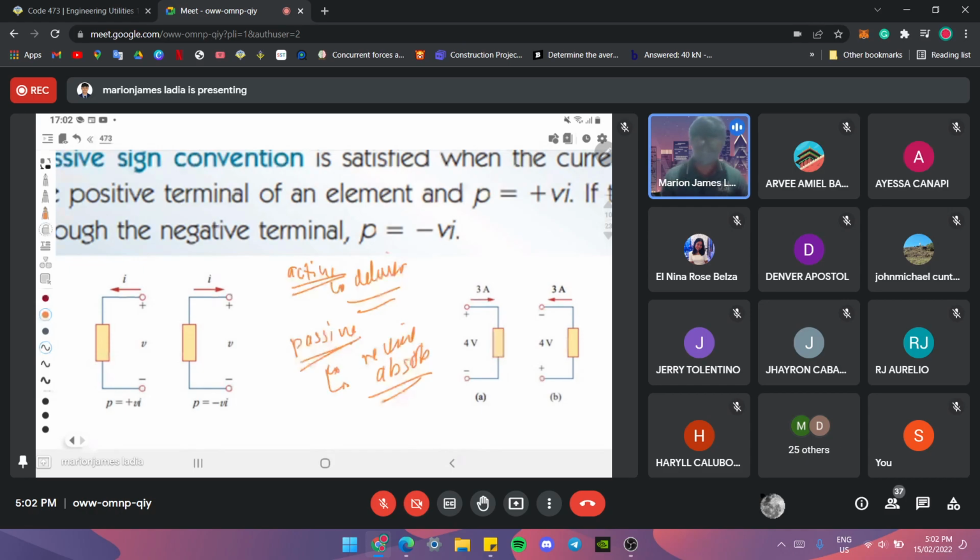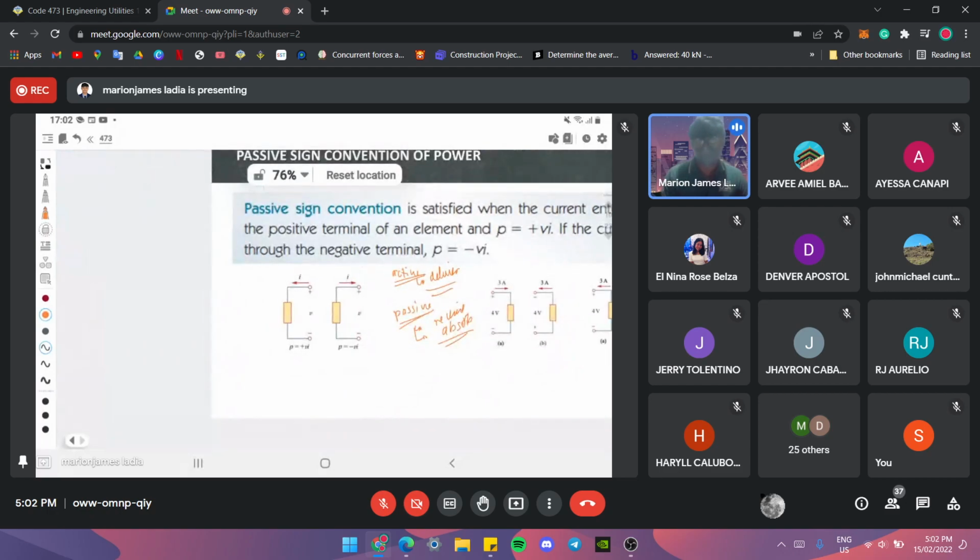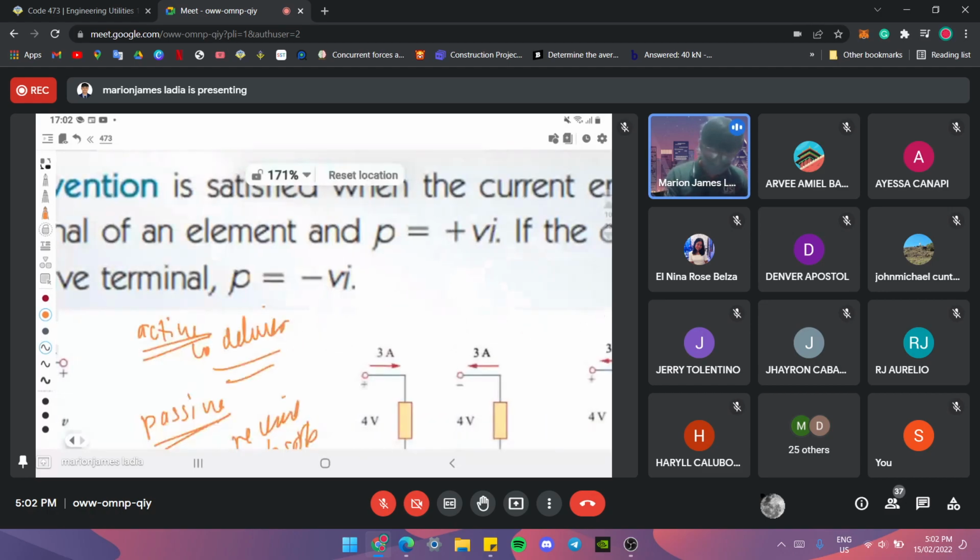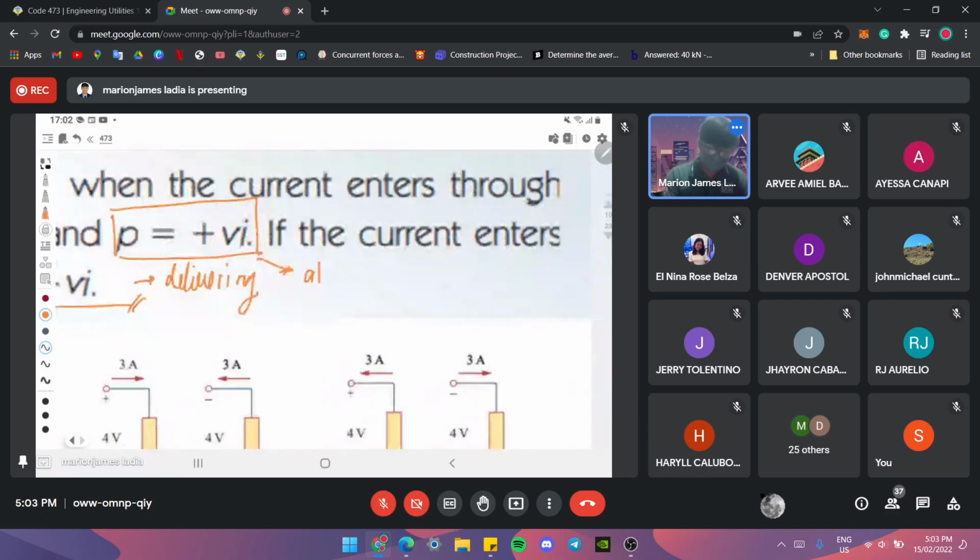Ang pinakakilalang passive element natin is our resistor. Okay? So, paano mo masasabing passive siya or paano mo masasabing absorbing siya or paano mo masasabing receiving? Ayan. So, pag we have a negative power that you would compute, power is equal to negative, meaning this is delivery. Pag positive naman, meaning this is always absorbing, or ito yung taga-receive.